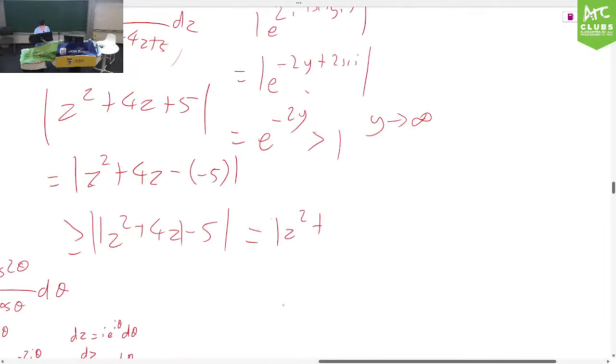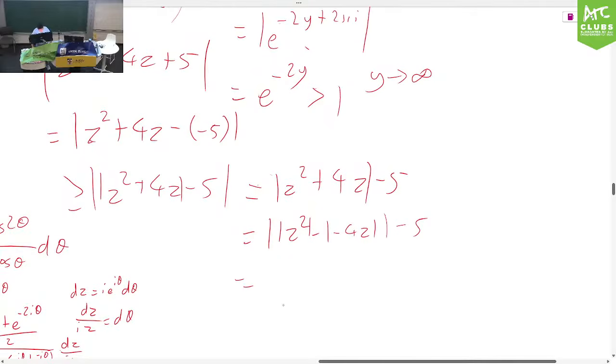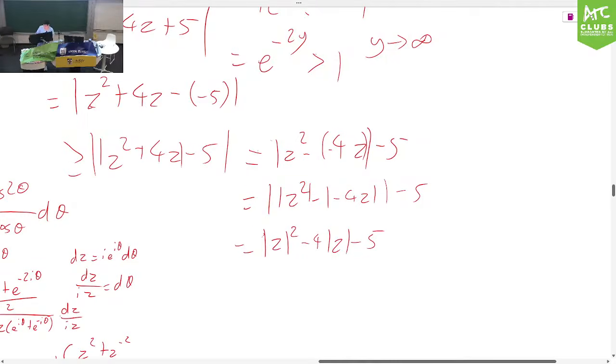Like, we're safe to remove the absolute value there. Do it again. So z squared minus 4z minus 5. Technically, the minus there... so it's like this, I guess. And then once again, the higher power of z will dominate over the power of just 1. So it will be safe to assume z squared minus 4z. I'm just taking the absolute value and all that out.